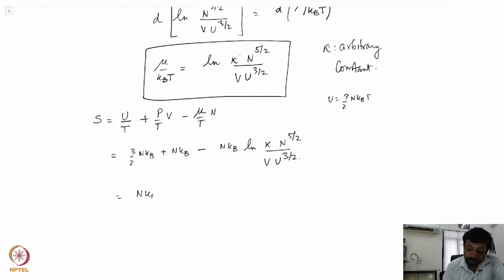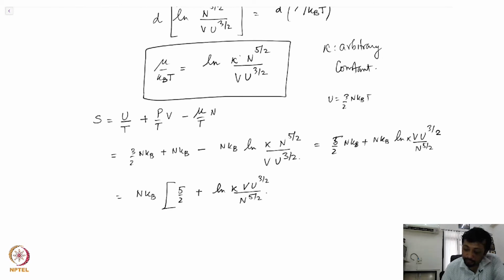So I can take n kB outside. I can rearrange this to write it as 5/2 n kB plus n kB ln of v u to the power 3/2 over kappa times n to the power 5/2, where I have now redefined the kappa. That's all. It's just a multiplicative constant. It doesn't matter whether it sits in the numerator or denominator. So I can do it like this, plus ln kappa v u to the power 3/2 over n to the power 5/2.